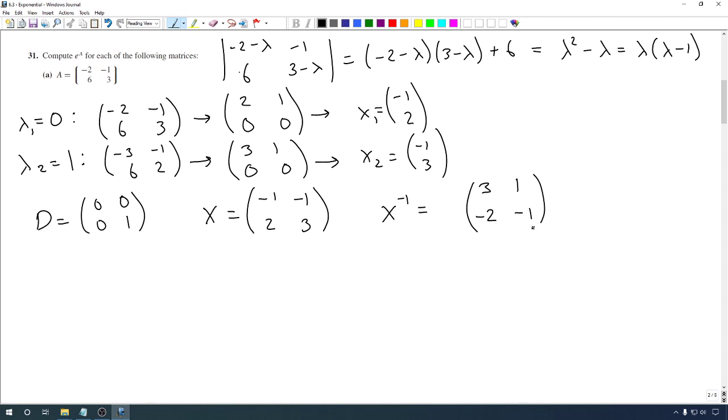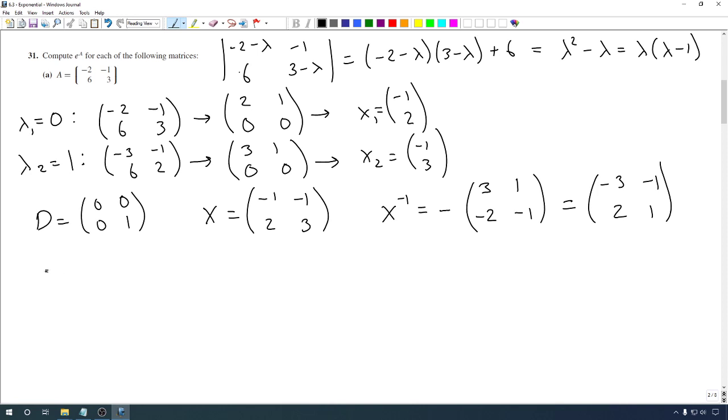But we're not quite done. We do actually need to deal with the determinant. The determinant of this matrix is just negative 1. So it's the negative of this matrix. Or in other words, we're ultimately going to get negative 3, negative 1, 2, 1. That's our inverse. Not as bad as it could have been.